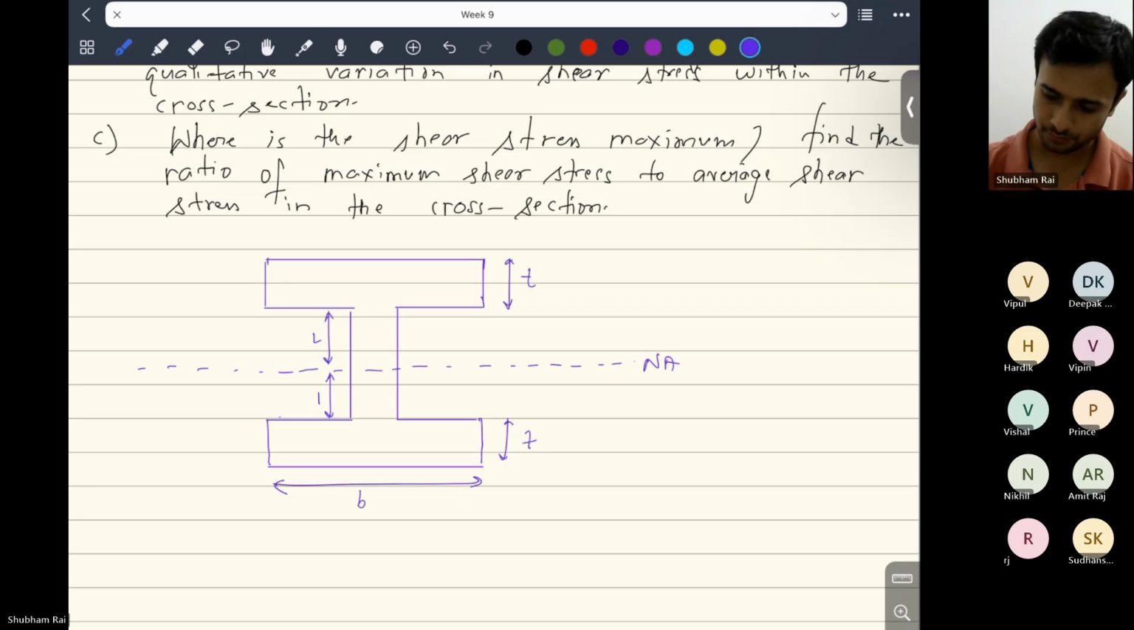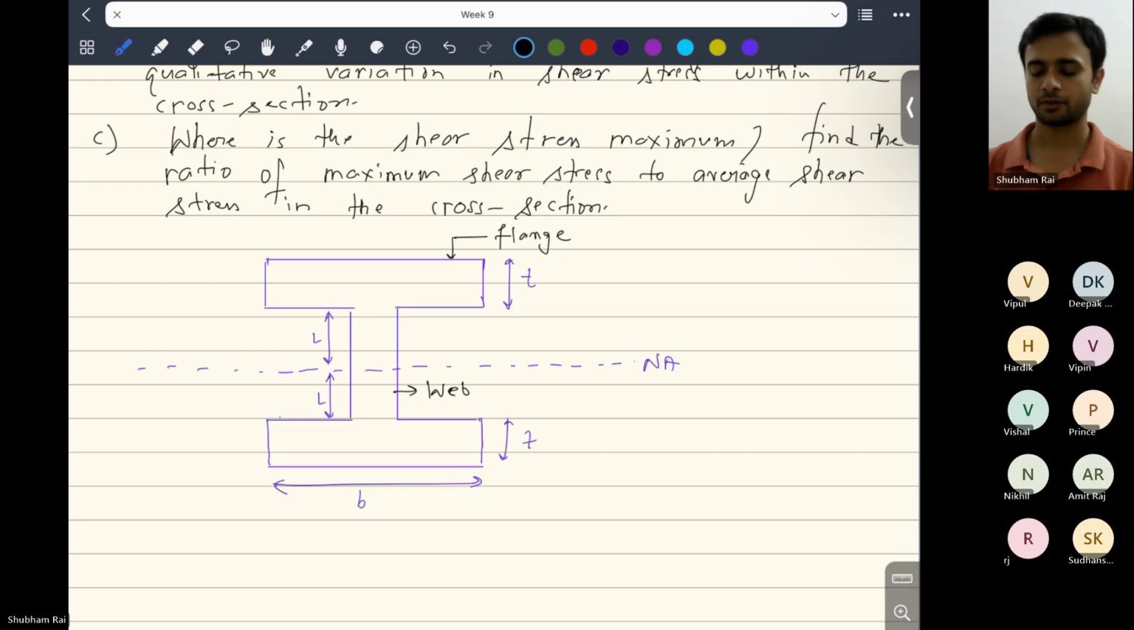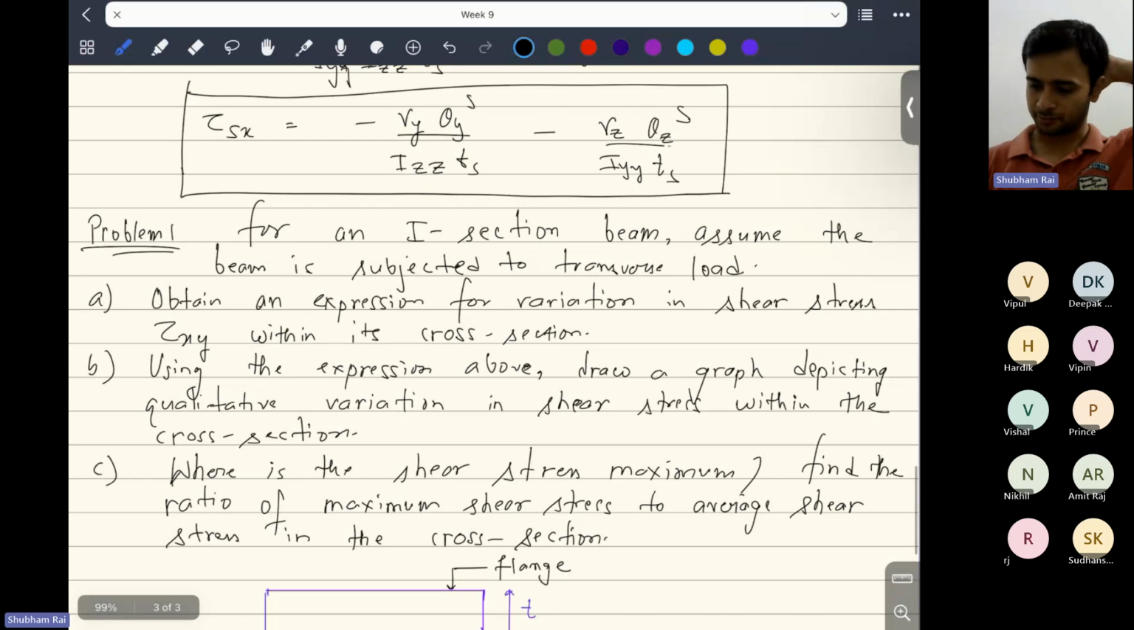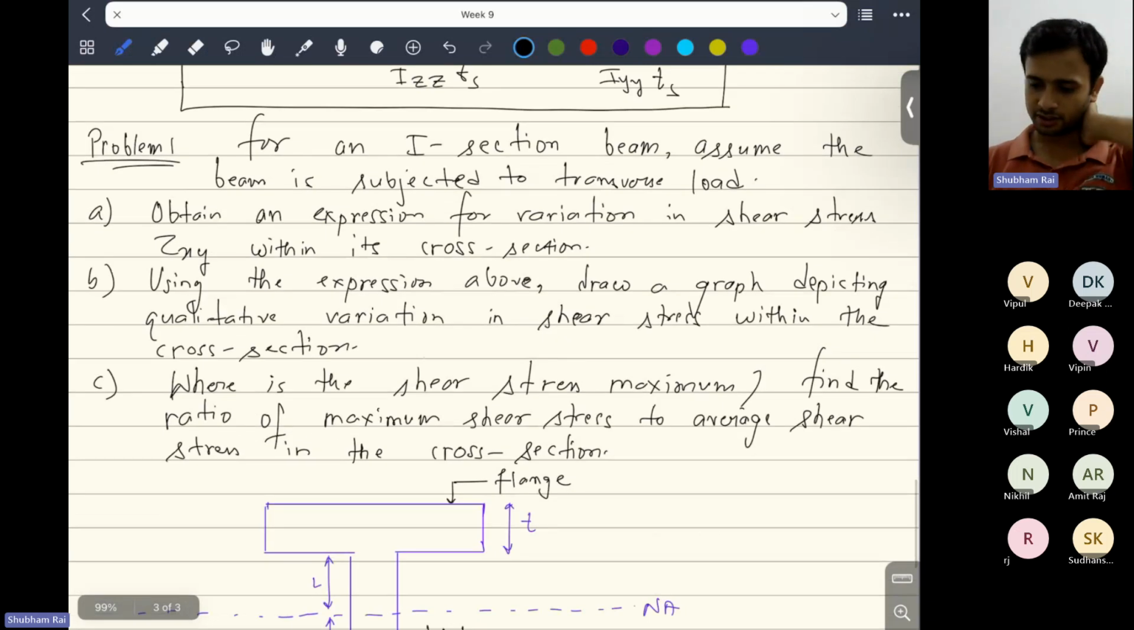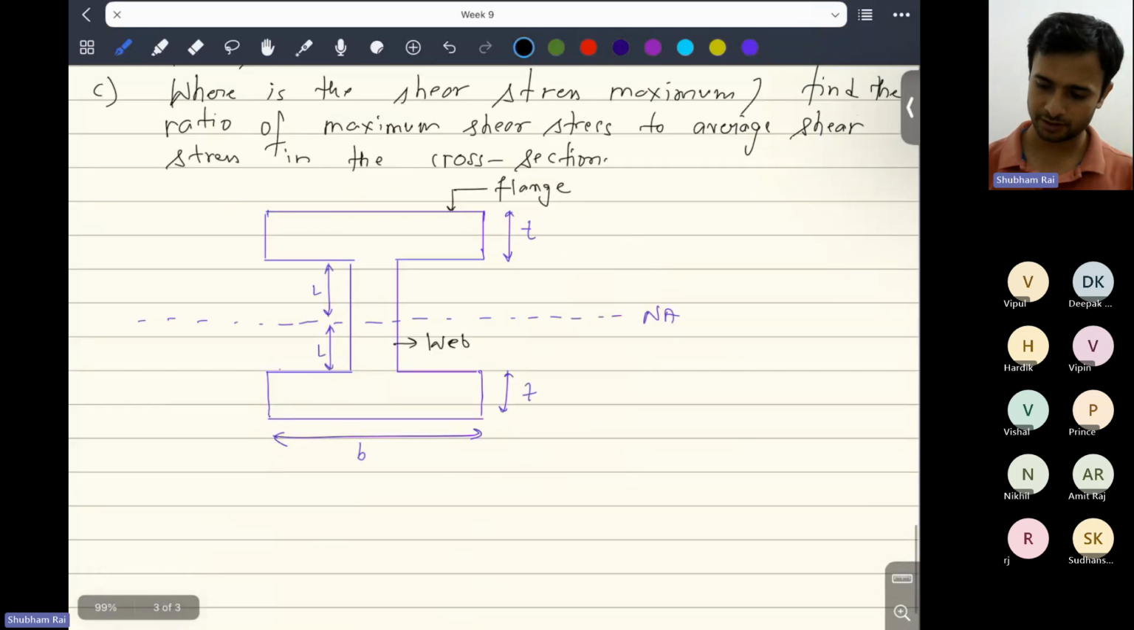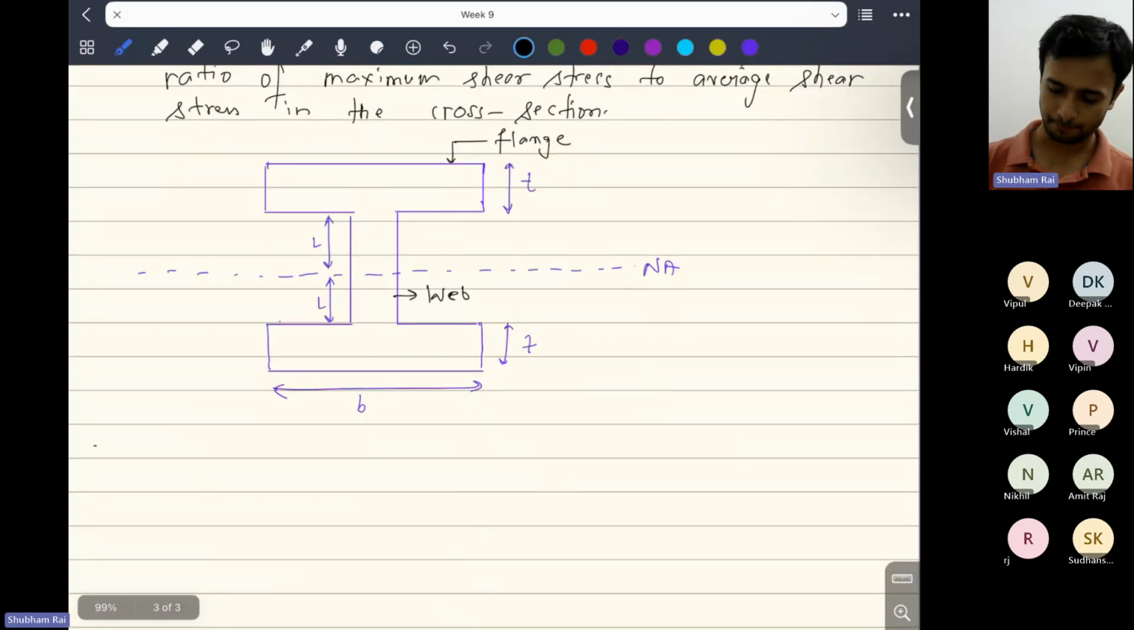This part here is known as the flange, and this is known as the web. So in the first part, what we need to find out is the expression for variation in shear stress tau xy within its cross section. The expression for tau xy you already know.